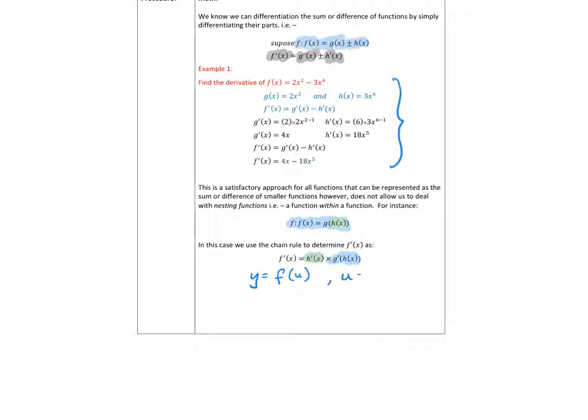Now, in general, what we might say is, suppose that y equals f of u, where u is some function of x. Then we know that dy dx, the derivative of that with respect to x, is going to be the derivative of what's inside, u dash of x, times the derivative with respect to u. And finally, at the end there, we'd need to resubstitute. So we'll do an example of this in a moment.